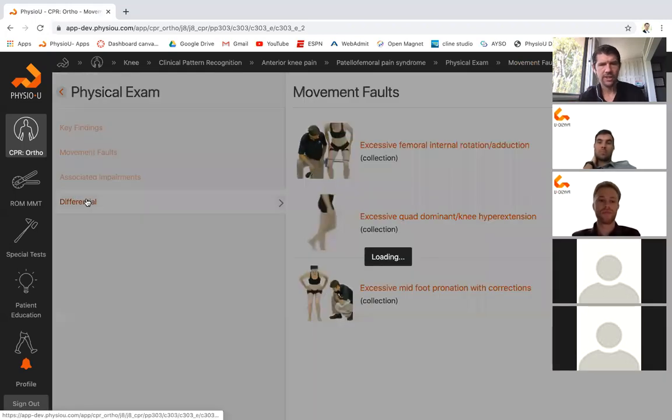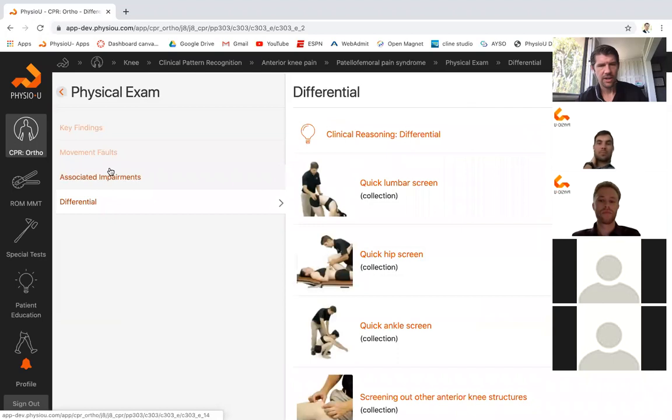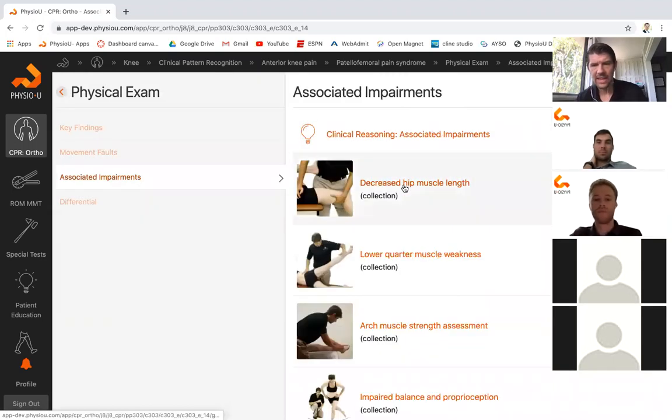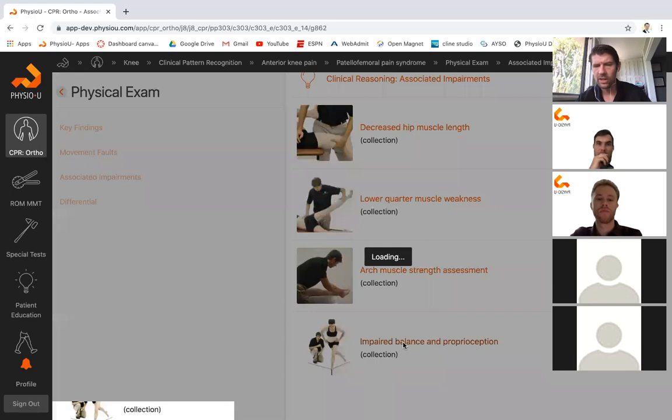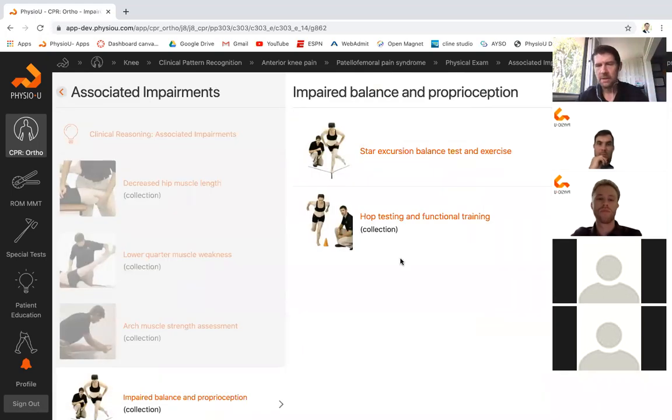Good. All right. We already talked about differential. All right. Associated impairments. We looked at hip muscle strengthening. We looked at arch muscle strengthening, right? And then we have another category in there that's kind of more looking at balance and proprioception. So maybe you have a higher level person that you've been working on strengthening, you've been working on stuff where now we're kind of training them back to sport.